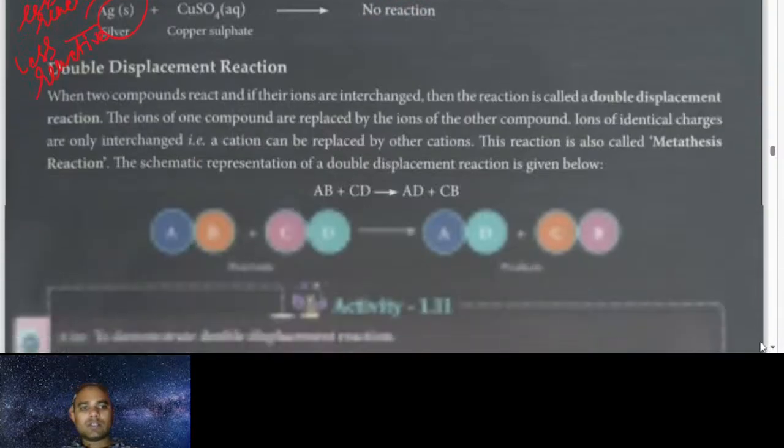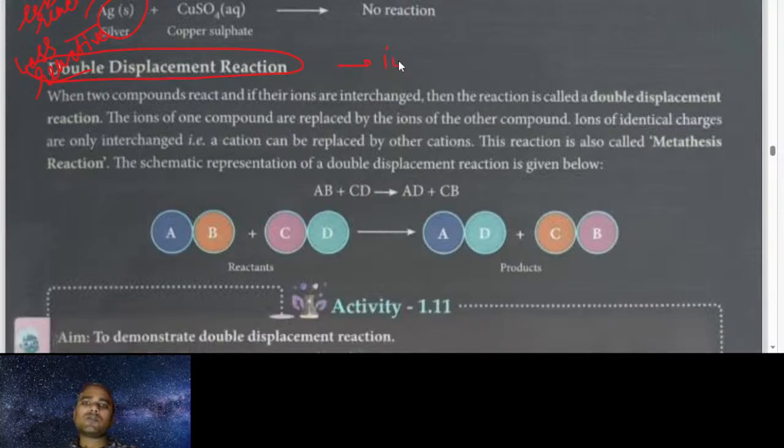Next one you see, student, double displacement reaction. So double displacement means what, student? Ions get exchanged with each other. This is what is called double displacement reaction. Let us try to understand. When two compounds react and their ions are interchanged, then the reaction is called a double displacement reaction, right? The ions of one compound are replaced by the ions of the other compound.